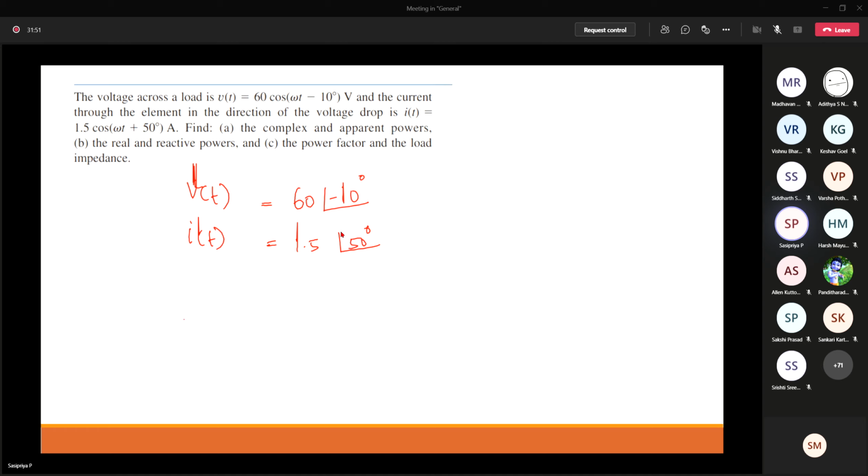Okay, so now the power is as discussed already. The power is Vrms Irms angle theta v minus theta I. Okay, so this Vm and this are maximum values, these two are maximum values. So 60 multiplied by 1.5 divided by 2.